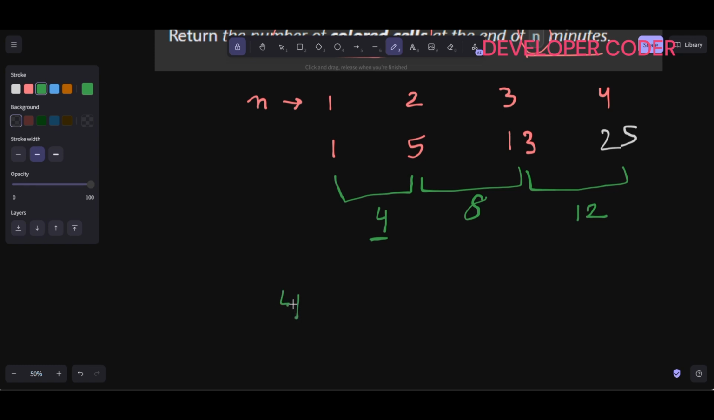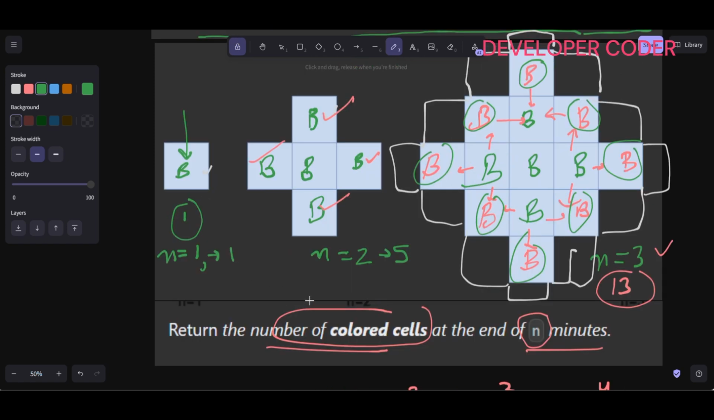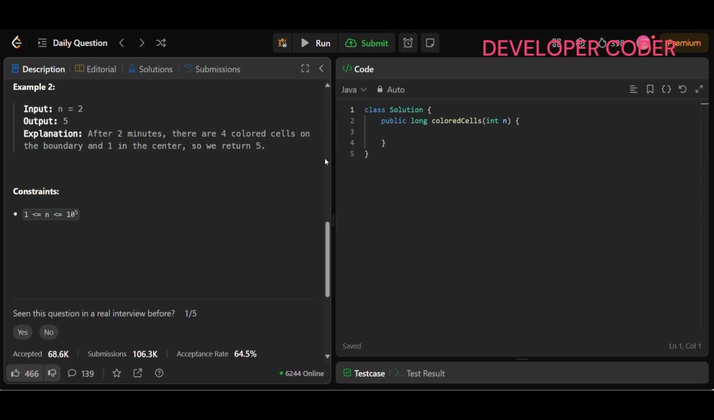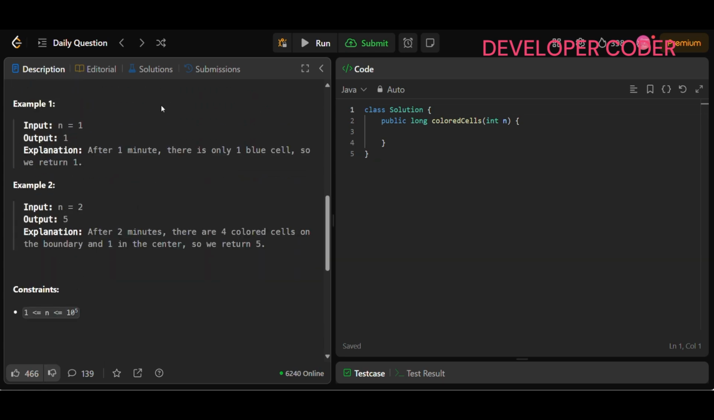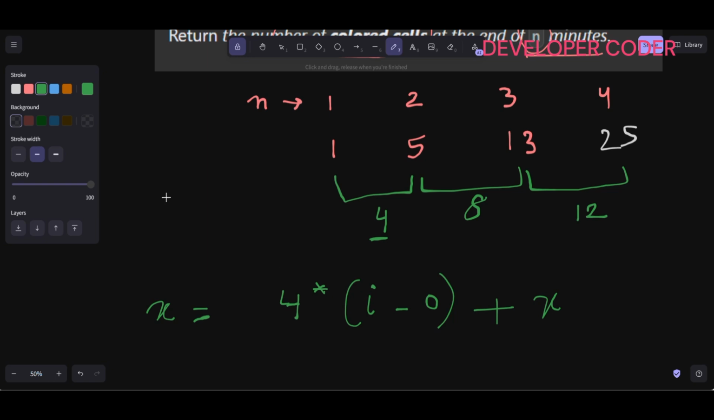4, okay, into here I minus 0 plus x, and here x. So we have a value starting from 1, right? If you see the constant size here, n ranges from 1 to 10 to the power 5. So here I can derive one formula. Now just check this formula.